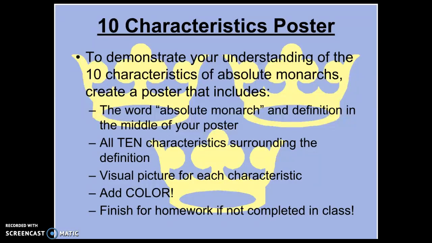Make it colorful, and you need to finish this for homework if not in class, okay? This is due tomorrow. You need to make sure it has color on it. I am taking it for a minor assessment grade to make sure we understand what those 10 characteristics are of absolute monarchs. It's super important because this is our unit now with the Age of Reason. We're talking about absolute monarchs, and we're talking about the Enlightenment next week. So make sure that you are definitely understanding what these 10 characteristics are. They're going to follow us right up until our assessment.